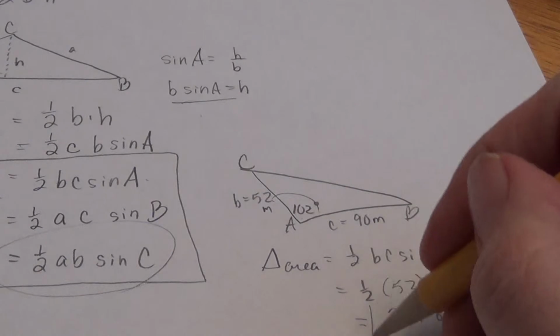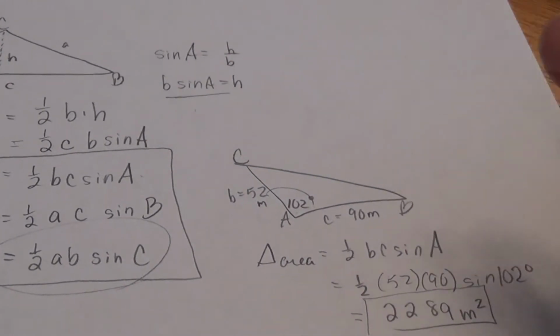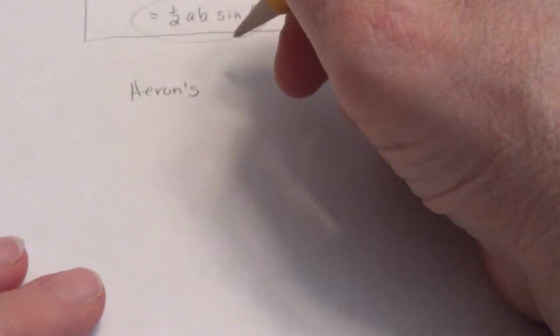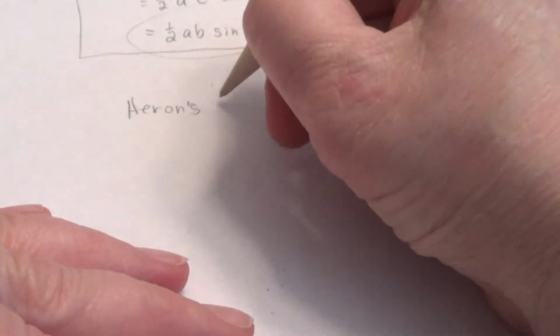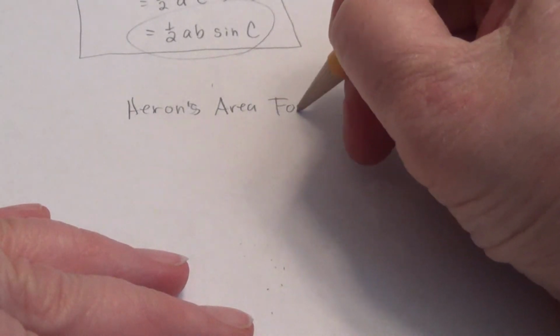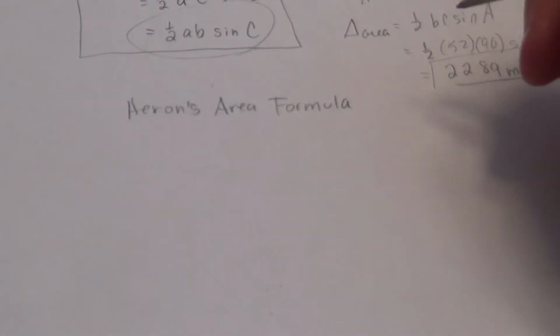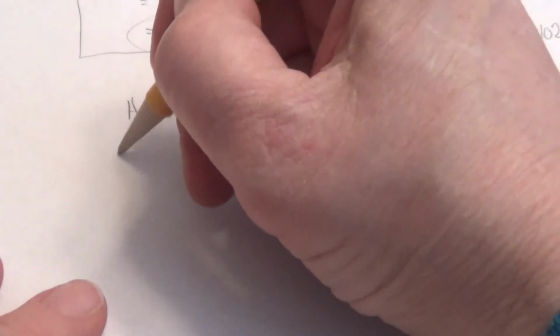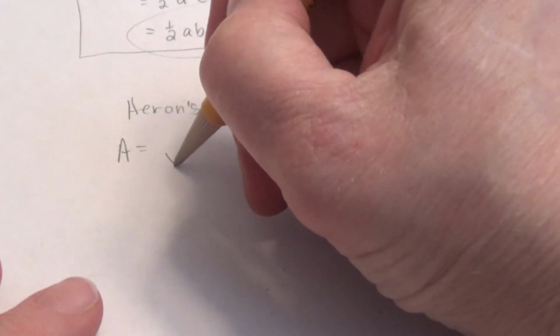All right, easy peasy. All right, there's another way to do that, and sometimes we don't have an angle, so we have to use Heron's formula and his area formula. And he noticed that if you know all three sides and no angles, you can still get the area by using his formula.